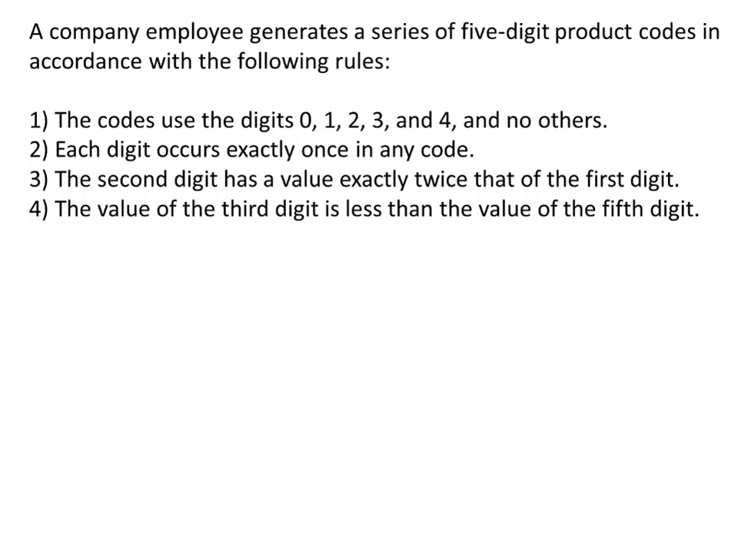Logic game 1. The scenario here provides us with a lot less information than we normally expect. The only thing we can get from it is that we're making 5-digit codes. So we're going to have 5 spaces. We should number them 1 through 5.